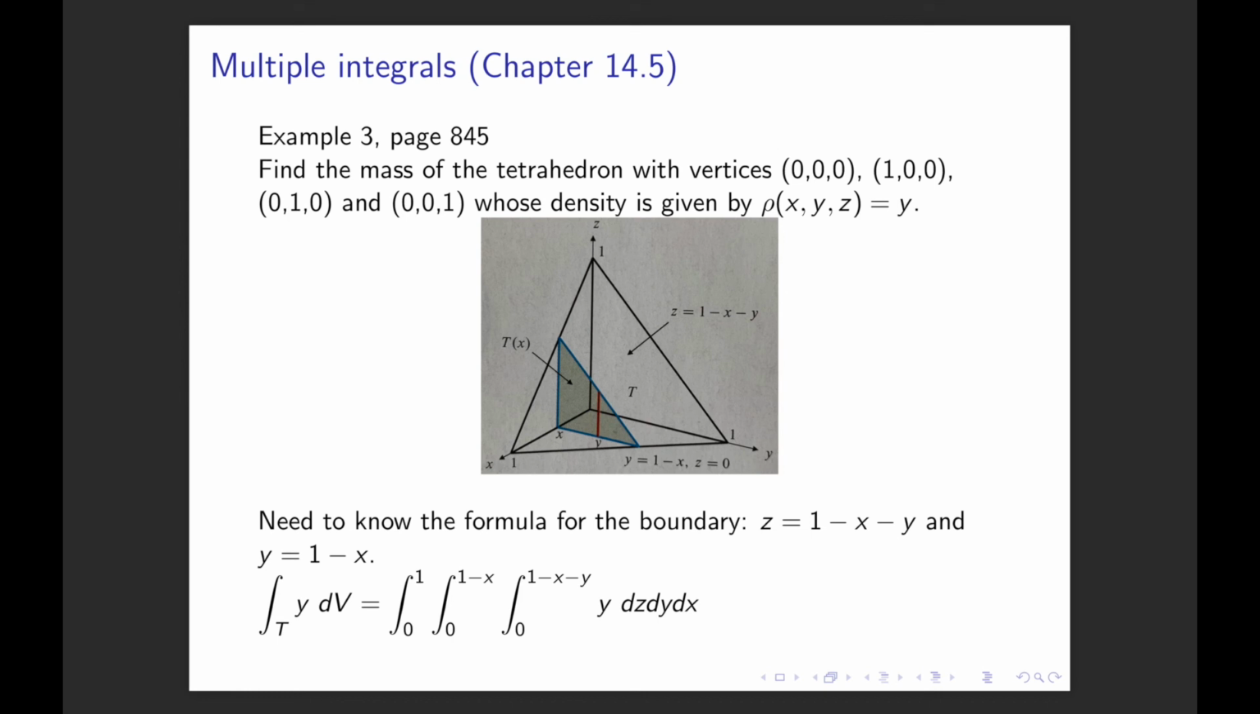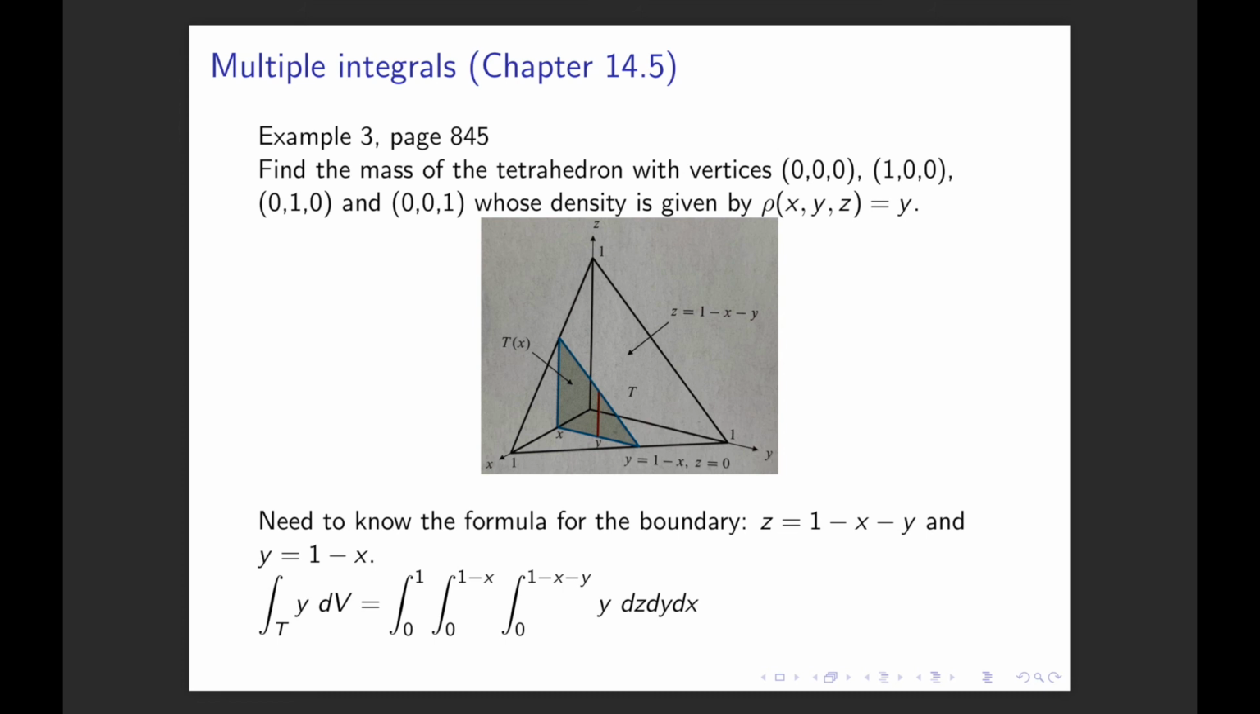Anyway, now we need to know the formula for the boundary. Here the upper face is given by z equals 1 minus x minus y. The diagonal edge in the xy plane is given by y equals 1 minus x. And all the other coordinates are easily read off. One face is given by y equals 0, one face is given by z equals 0, and the last remaining face is given by, what is missing? x equals 0.